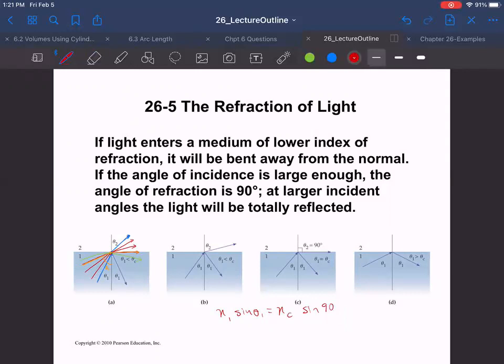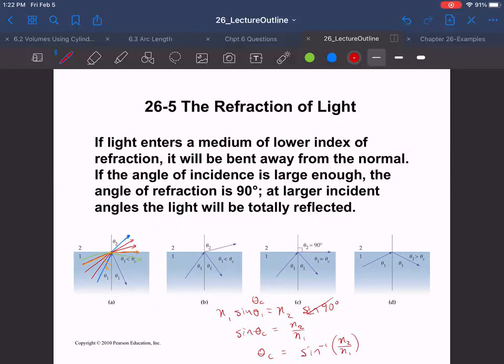If that's 90 degrees, that becomes our critical angle there. So theta 1 will be theta critical over here. I'll get it eventually. What's the sine of 90 degrees? One. So this will become one. And then we can say sine of theta critical is equal to n2 over n1. And therefore theta critical is the arc sine of n2 over n1.